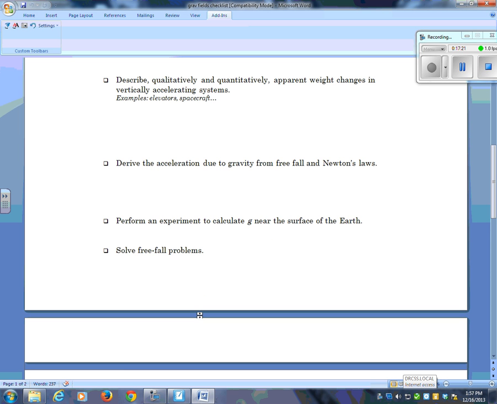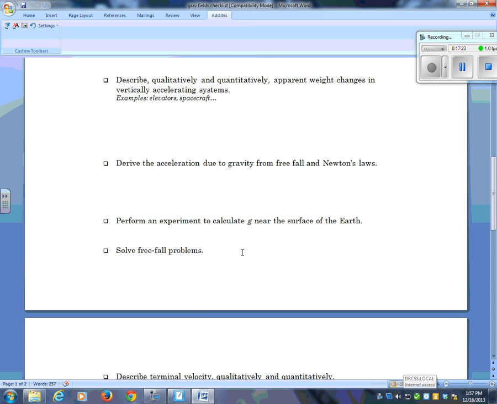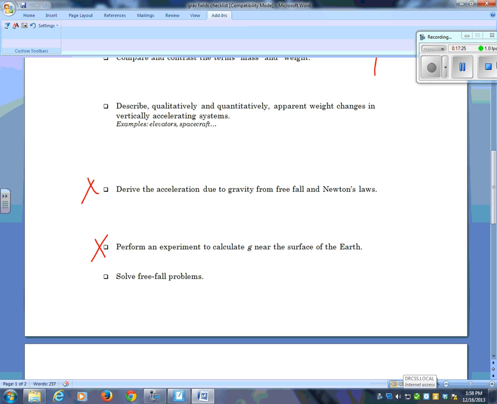Can you solve free fall problems? Now, obviously, there's going to be lots of different free fall problems, like Kyle and the helicopter.